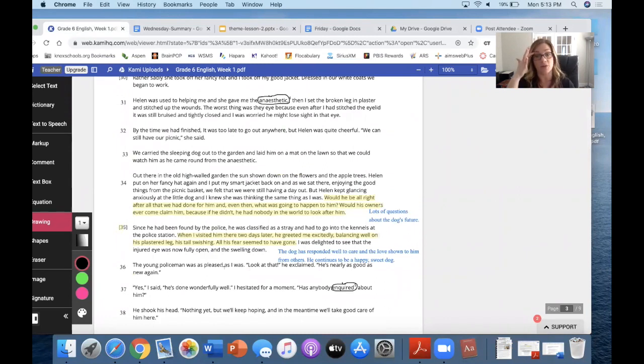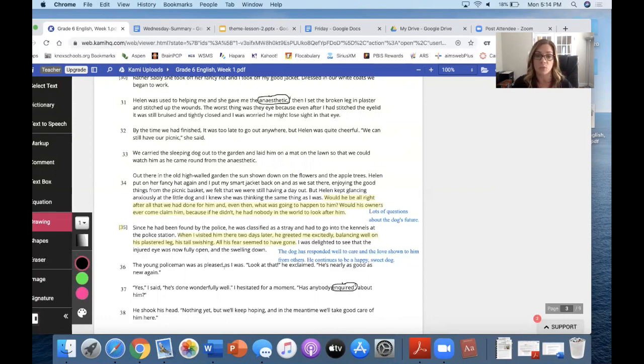Around paragraph 35, that's where it was. Where it said, "When I visited him there 2 days later, he greeted me excitedly, balancing well on his plastered leg, his tail swishing, all his fears seemed to have gone." Even though this dog has obviously had a lot of things happen to it, and even most recently it had been injured, and we don't know if it was hit by a car or by a person in a fight, still his fear had gone, and he trusted these people because of how they treated him. Their kindness changed his life and made an impact.